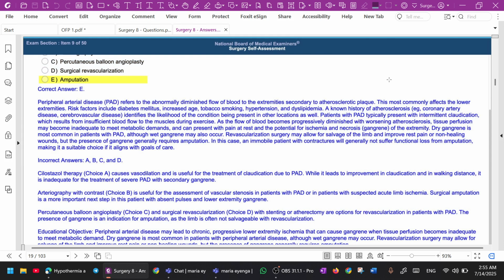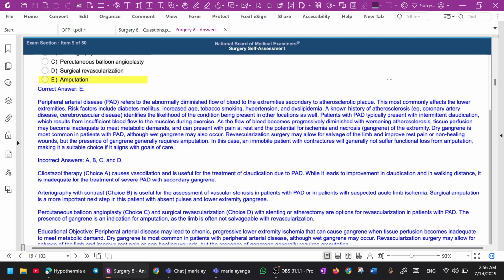As the flow of blood becomes progressively diminished with worsening atherosclerosis, tissue perfusion may become inadequate to meet metabolic demands and can present with rest pain, ulceration, and potential ischemia and necrosis of the extremity. Dry gangrene is most common in patients with PAD, although wet gangrene may also occur. Revascularization surgery may allow for salvage of the limb and improve rest pain and non-healing wounds, but the presence of gangrene generally requires amputation. In this case, an immobile patient with contractures will generally not suffer functional loss from amputation, making it a reasonable choice if it aligns with the goals of care.